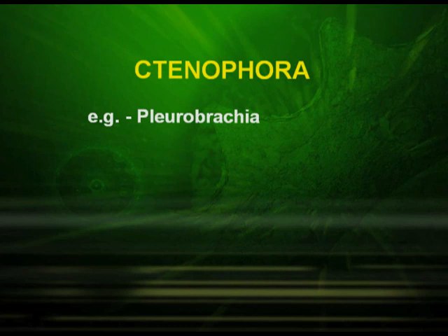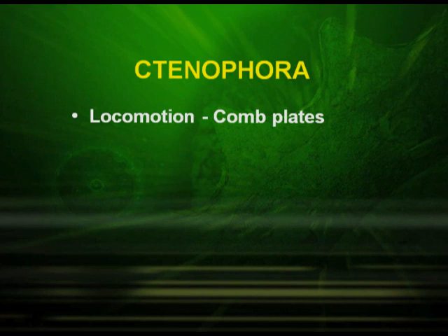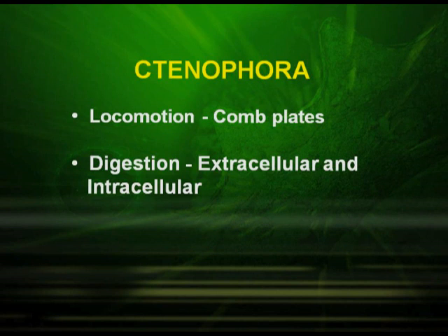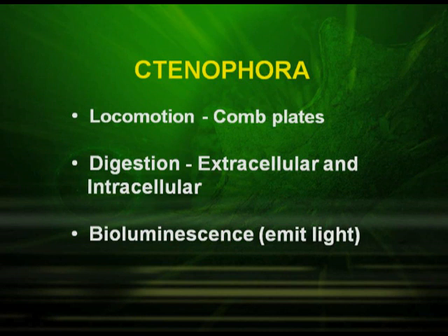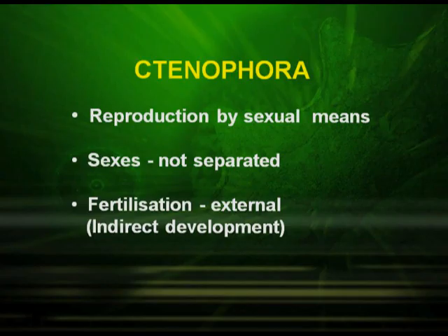Phylum Ctenophora. Pleurobrachia is included in this. They are marine diploblastic animals with radial symmetry. They have the tissue level of organization and their locomotion is by comb plates. Digestion is extracellular as well as intracellular. They have the property of emitting light, and this particular property is known as bioluminescence. Reproduction is by sexual means. The sexes are not separated and fertilization is external.